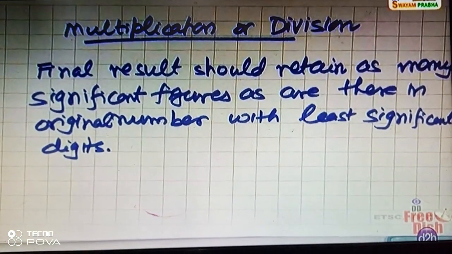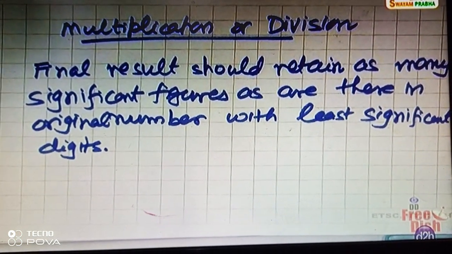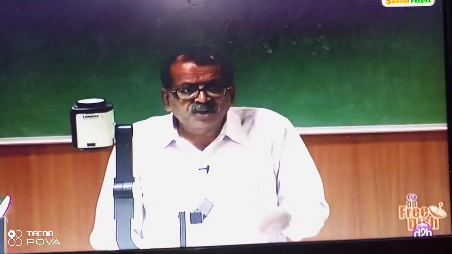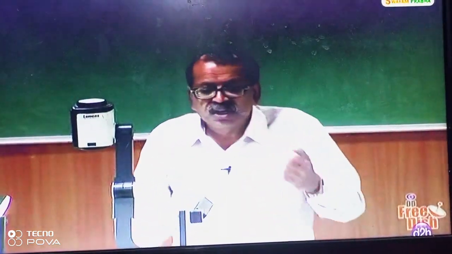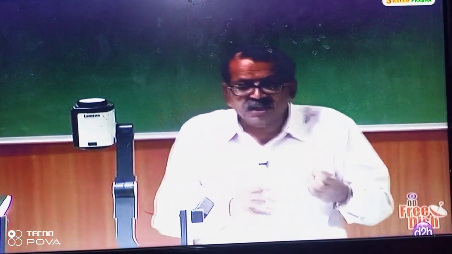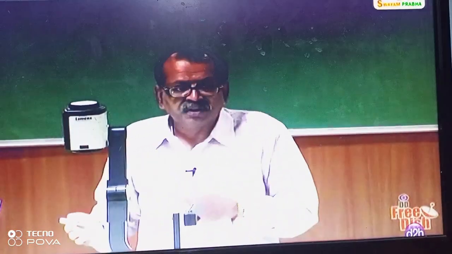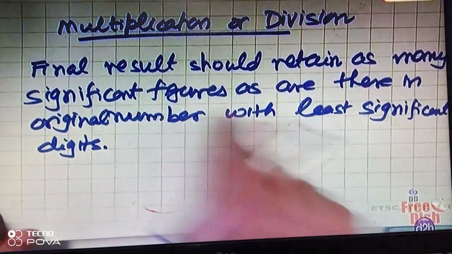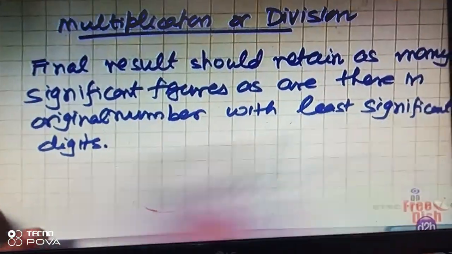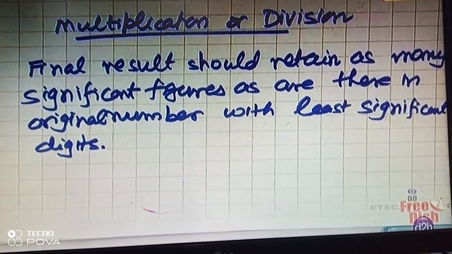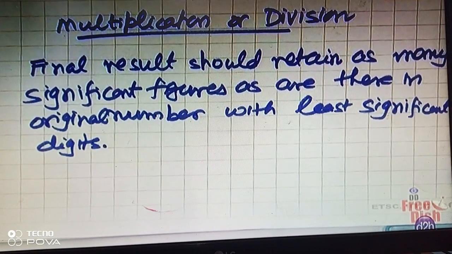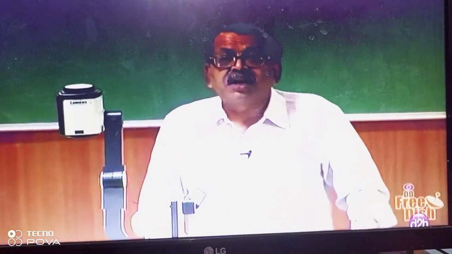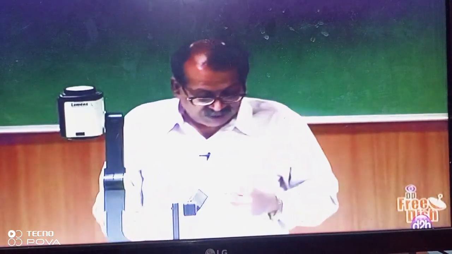What this means is you're multiplying or dividing, or the formula contains 3 or 4 quantities. First quantity has 5 significant digits, second has 6, third has 3, and fourth has 1. So then the final result which you have should contain as many significant figures as the one with least significant digits. So in this case, if we had one significant digit in these 4 quantities, then the final answer has to be with one significant digit.